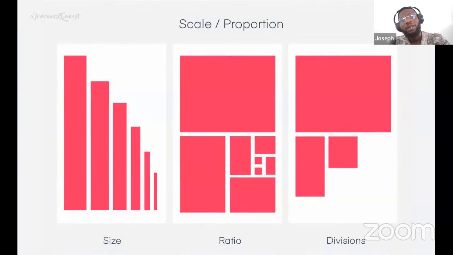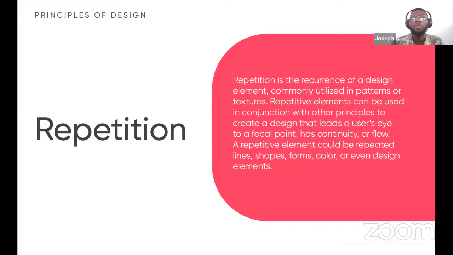You can see on the left side, sizing. It goes from small to big, from big to small. Ratio, the same, just reduced, just in different sizes. Then division, like I said, 60, 30, 10. So then we talked about repetition.